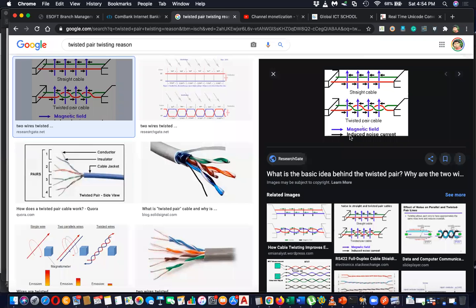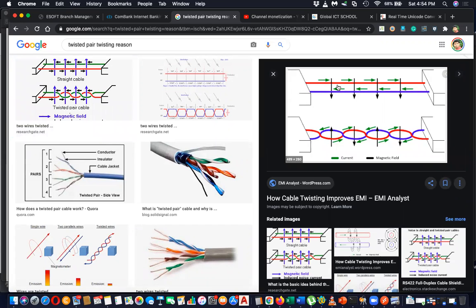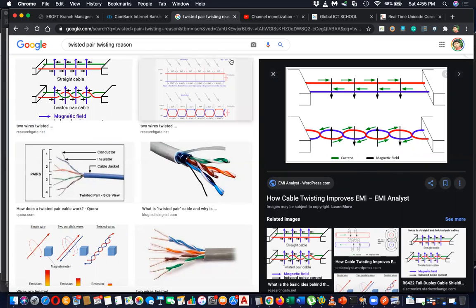Right here you can see twisted pair cable. So this blue color one is the magnetic field, and how it's generated basically here. When you have this, it's only one direction. You can see the magnetic field in this black color. When you have straight cables, what will happen? It's always one direction, right? But if you have this twisted thing, then it's going up and going down, going up and going down. So it will cancel out. So basically it will neutralize.